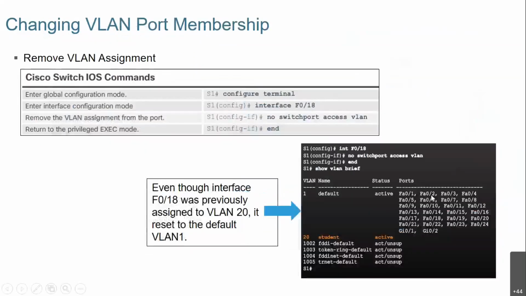VLAN. Now that you have created a VLAN, and then you don't want it, you put a port as a member of a VLAN, you want to change the membership, you can just type no switchport access vlan under the interface, and you would see we have that VLAN. Previously, FastEthernet 0/18 was here, but because we say no switchport access vlan, we don't want to be in that group anymore. It went back to the default VLAN.